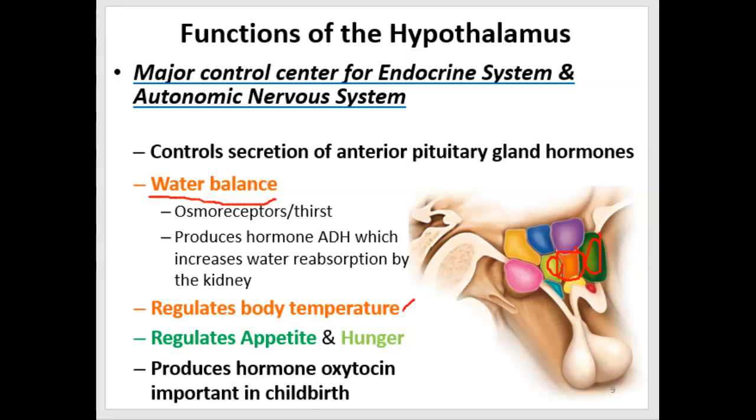So now that we've covered the diencephalon, the thalamus, which is the sensory gateway to the cerebrum, the hypothalamus, which is the major control center for the autonomic nervous system and the endocrine system, and the pineal gland, which secretes melatonin, we're going to move on to the midbrain.